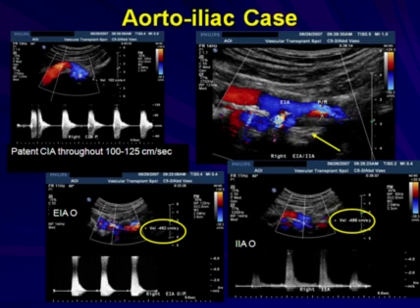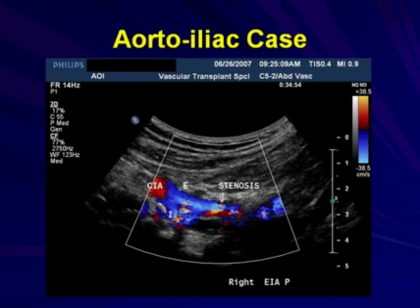As we come down into the right common, we see the bifurcation of the hypogastric or internal iliac, and then the proximal to mid external. As we get just a little further out in the external iliac artery, we see a step up in velocity of almost 500 centimeters per second, with additional increase in velocity at the origin of the internal iliac artery. Again, over 400 centimeters per second.